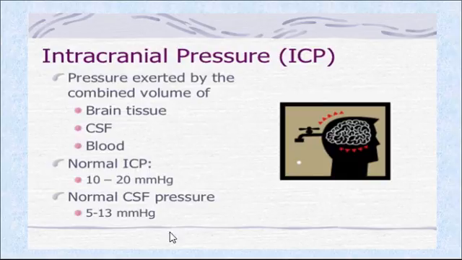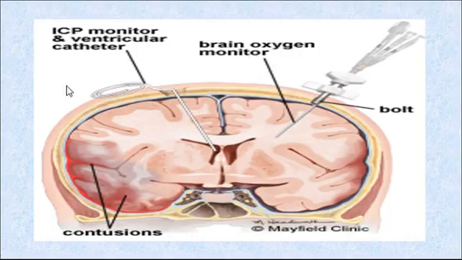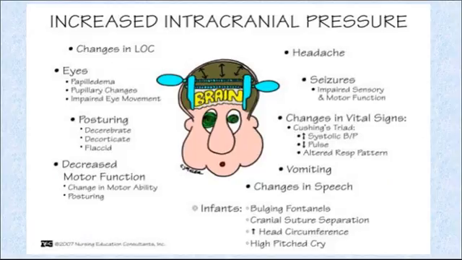Okay, intracranial pressure monitoring. You're going to have tissue swelling, they can be bleeding, you can have cerebral spinal fluid leaking, all these things that are affecting the intracranial pressure. Normal is 10 to 20. This is another picture of putting in an ICP. It is a sterile procedure, but it can be done at the bedside in ICU. This is just a good picture on what to look for.